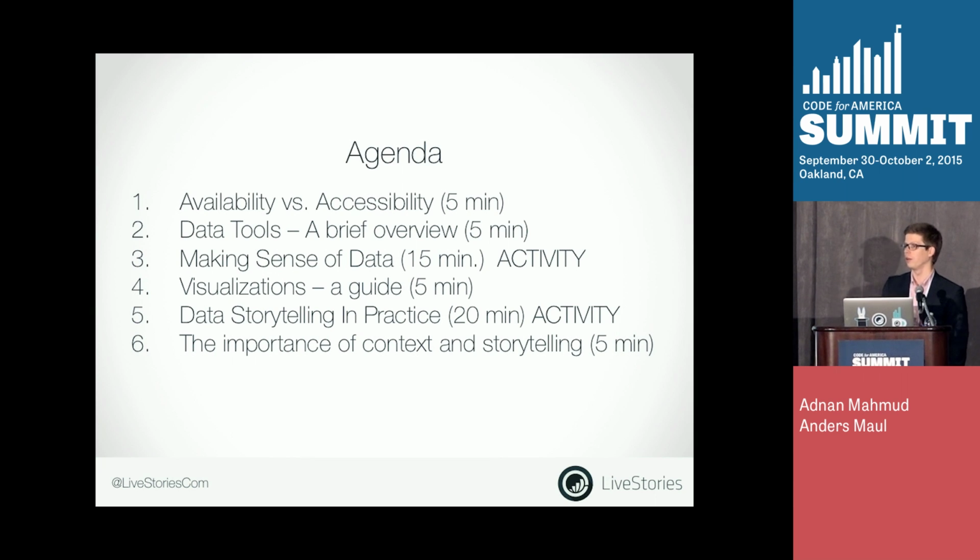The workshop today will consist of 6 parts. So we'll have the first session where we talk a little bit about availability versus accessibility when it comes to data. When you do data storytelling, we need to have the foundation, which is the data. So that's what that part is about. Then I'll talk a little bit about data tools. Every organization is different. You need to tell different data stories. And I'll give you a quick overview of the landscape of what tools are good for what things.